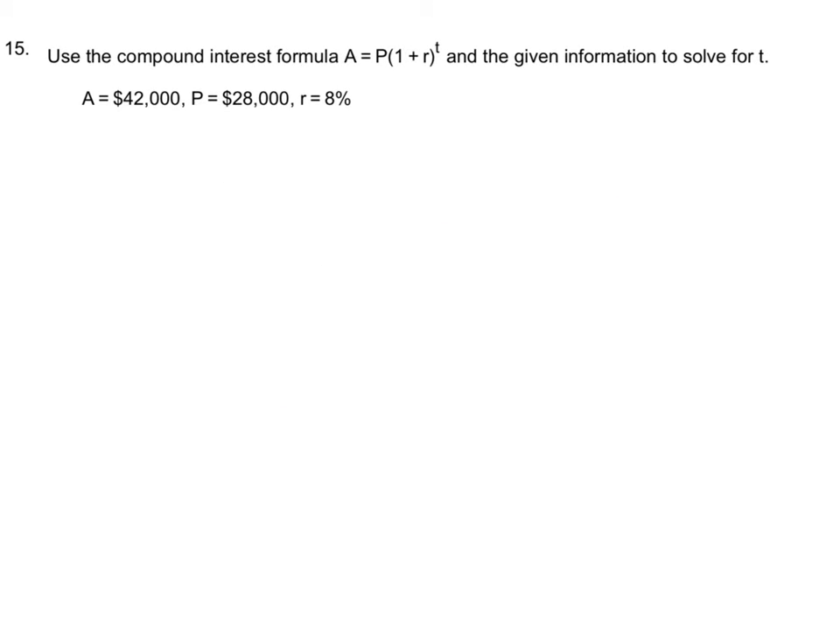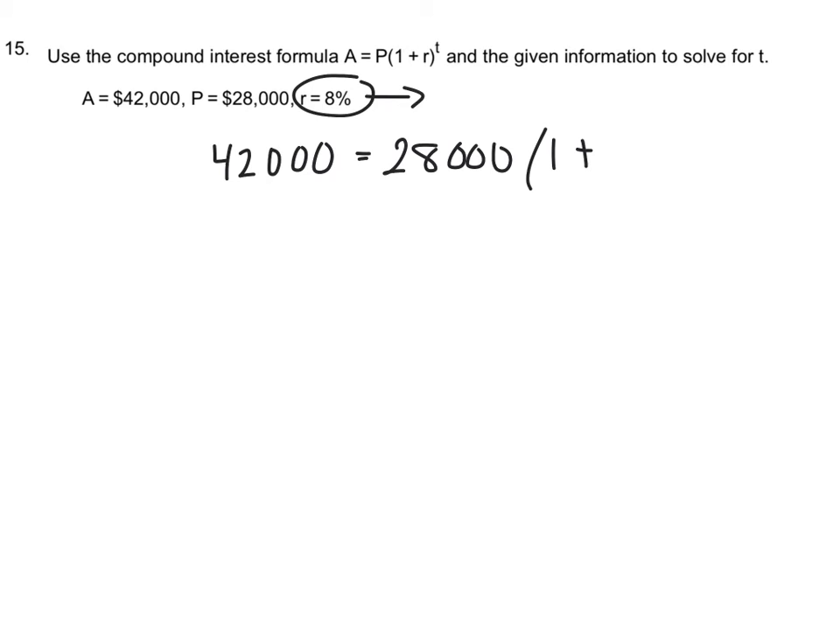Use the compound interest formula A equals P times (1 plus R) to the T power and the given information to solve for T. First, you want to substitute in the values that are given to you. So we have 42,000 equals 28,000 times (1 plus R), and remember R should be written as a decimal whenever we put it into a formula. So in order to change 8% to a decimal, just divide by 100 and you get 0.08. And that's raised to the T power.